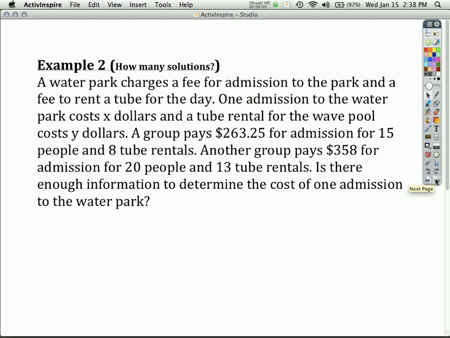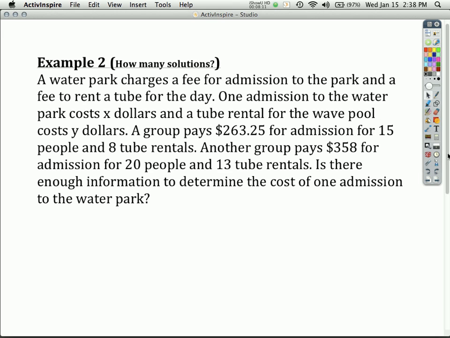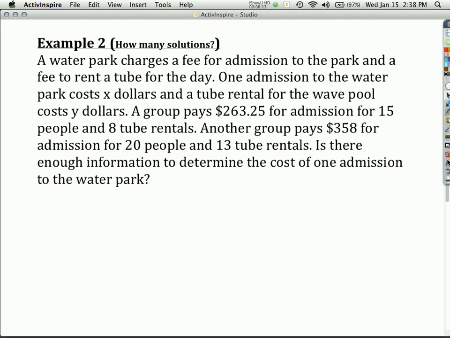Example 2. Now we're going to take the idea of one solution, no solution, infinite solutions, and see how it applies to a real-world scenario. So everyone write example 2. You do not have to copy the text of the question, but you must read the question to yourself. It should take you 30 seconds to a minute.